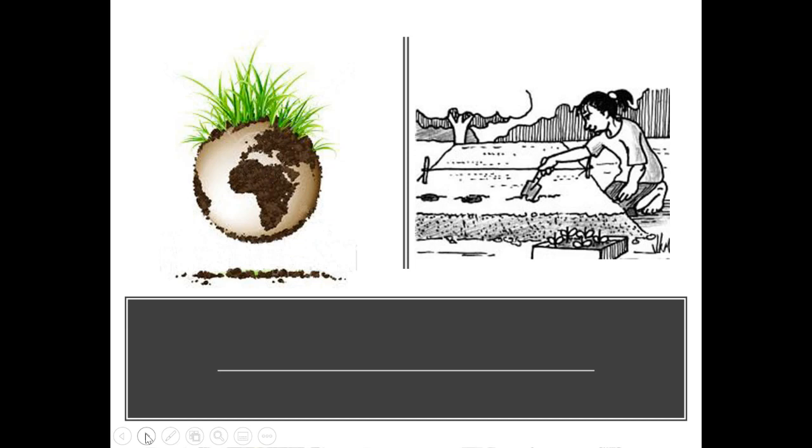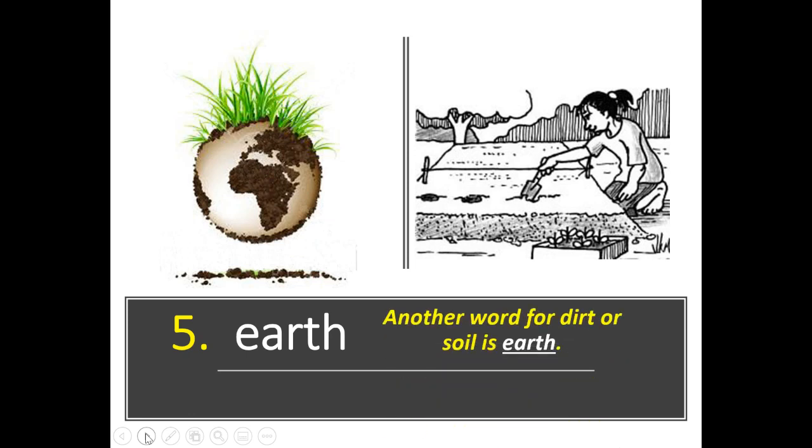So, how are these pictures the same or similar? They both show earth. Another word for dirt or soil is earth. A synonym or word that means the same or is similar is dirt or soil.